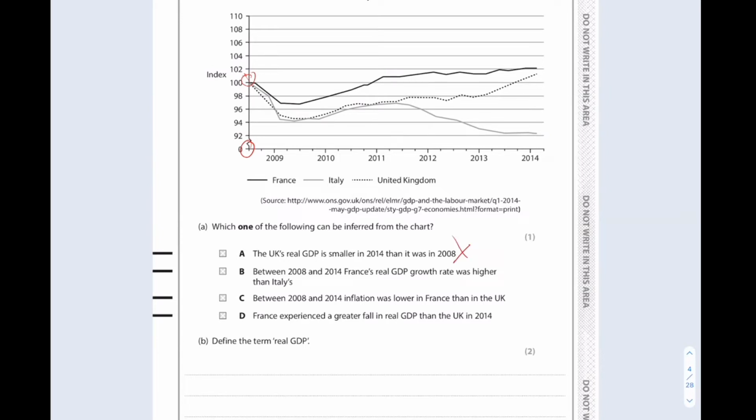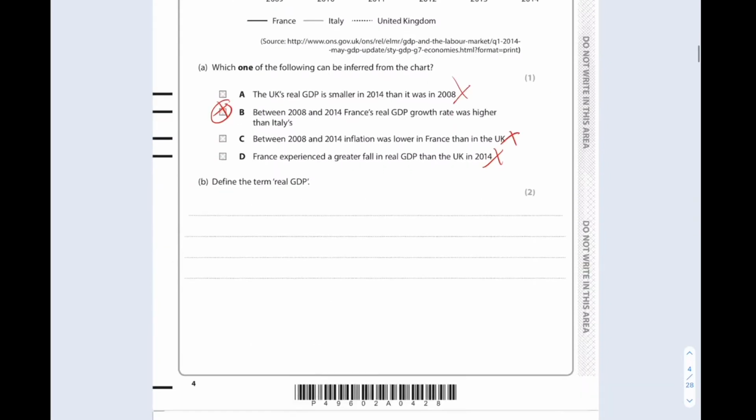Between 2008 and 2014, France's real GDP growth rate was higher than Italy's. Okay, so we've got France, the black line, and Italy as the slightly grayer line. And for every year, we can see that. So I think this is going to be the answer. Between 2008 and 2014, inflation was lower in France than in the UK. We don't know that. It's not clear. There's no information about the inflation rate, so we can't make a judgment on that. France experienced a greater fall in real GDP than the UK in 2014. Again, no. So the answer, as I suspected, was B.